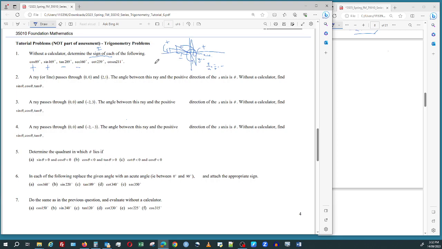Tangent will be a bit trickier, but even so, at 239, it's now in this quadrant. 270 is here, so 239 is somewhere here. So we can see that y is negative and x is negative as well. So they're both negative. That means that regardless of whether it's a tangent or a cotangent, it's a minus and a minus. So they're plus.